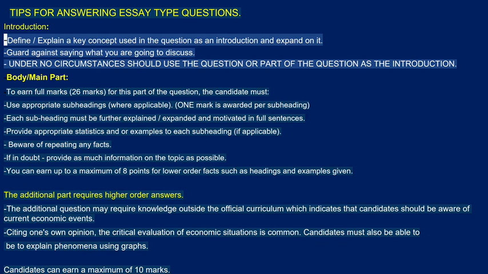The additional part requires higher order answers. The additional question may require knowledge outside the official curriculum, which indicates that candidates should be aware of current economic events. Citing one's own opinion and the critical evaluation of economic situations is common. Candidates must also be able to explain phenomena using graphs. Candidates can earn a maximum of 10 marks.